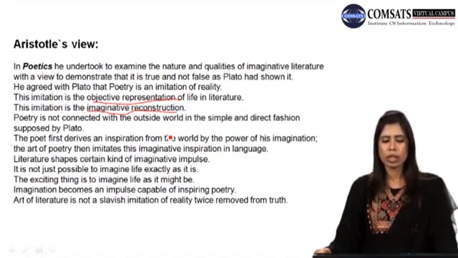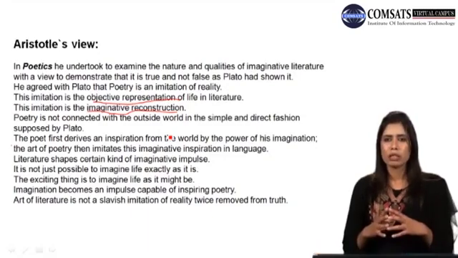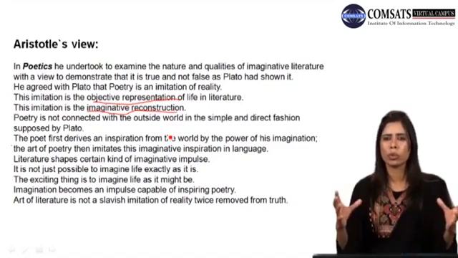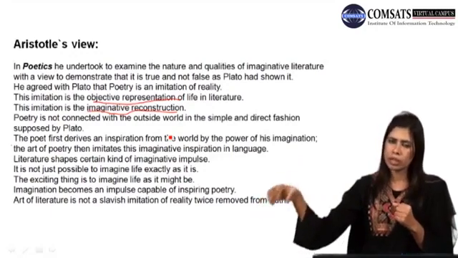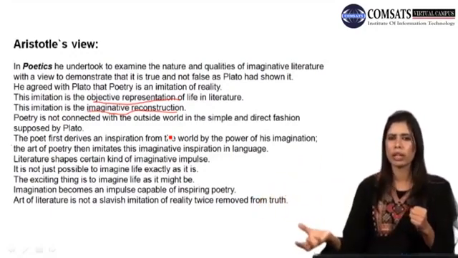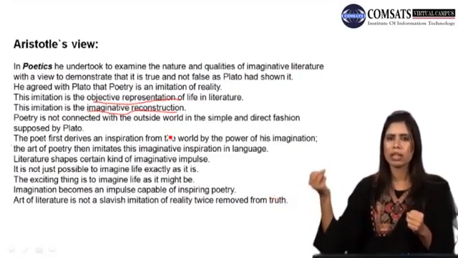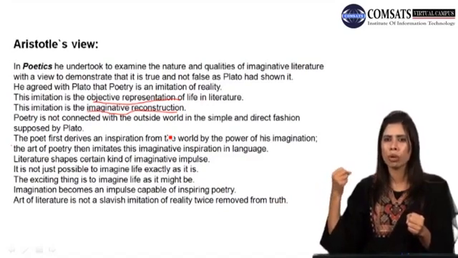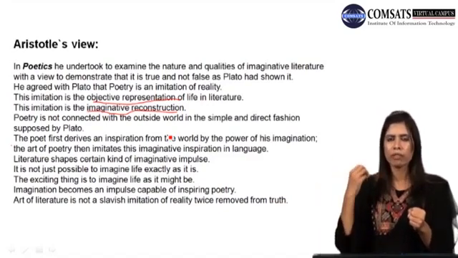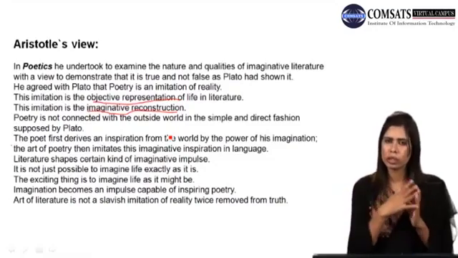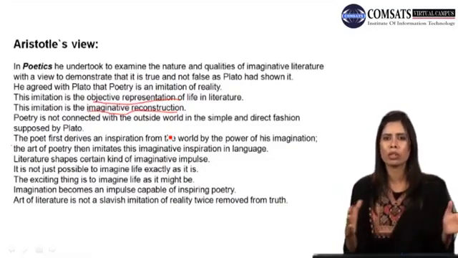Art of literature is not a slavish imitation of reality twice removed from truth. Actually, he is against Plato's views that imitation of reality is twice removed from the truth; he says it is not far away from the truth. The truth is hidden somewhere, and imitation of reality is something else. That is purely your imagination. Basically, that imagination is also based on truth, like the life which you want to have in future, that can be your imagination. So we cannot say otherwise.